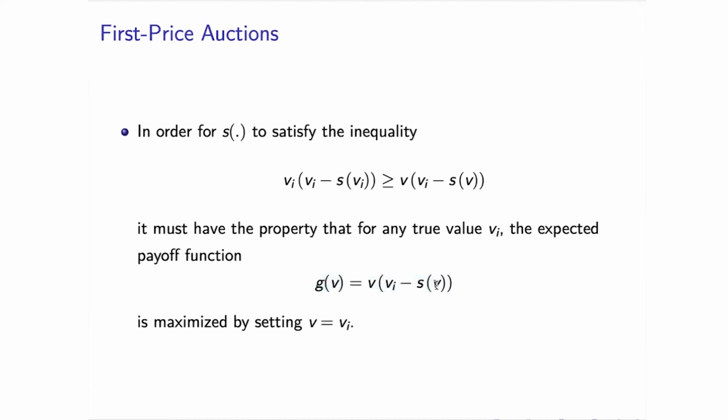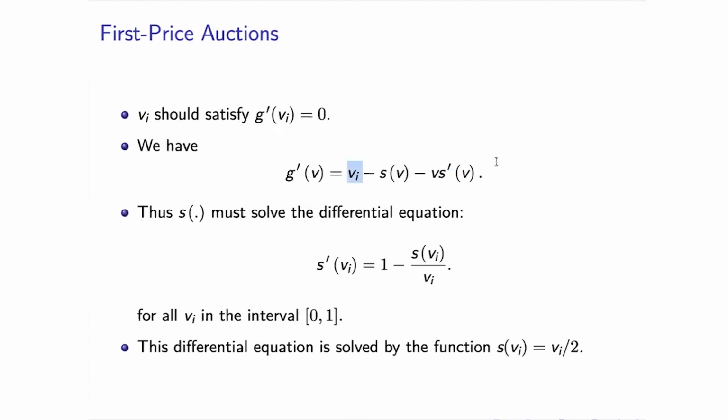So you have got minus SV, and then you have got minus VS prime V, which is how you end up getting here, right? So we require that G prime V is equal to 0 at V equal to VI. So set this equal to 0 for V being equal to VI. And then if you simplify, you end up getting this differential equation. And this has to be true for all VI in the interval, okay?